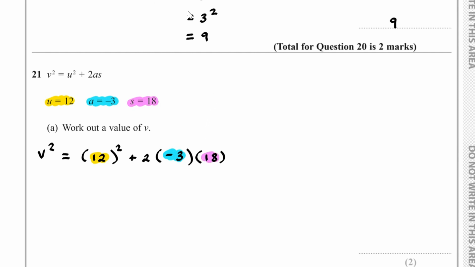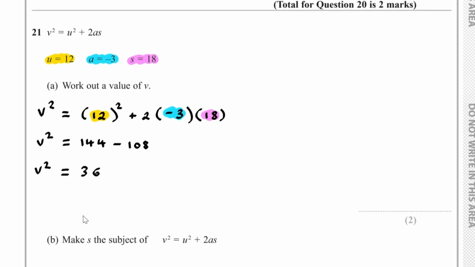and if we work this out, we've got v squared equaling 144 subtract 108. So v squared is 36. And therefore, we can conclude v is equal to the square root of 36. So we get v equals plus minus 6.